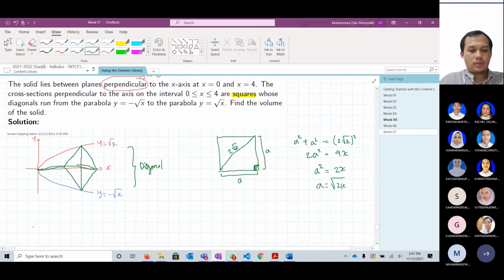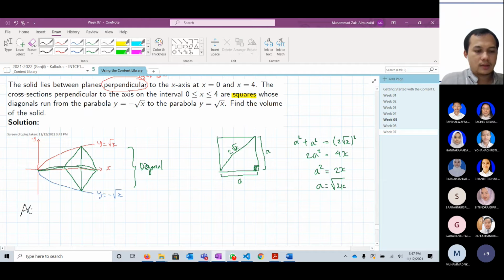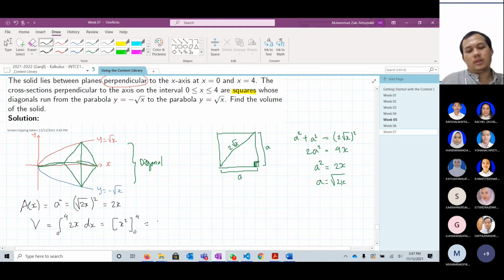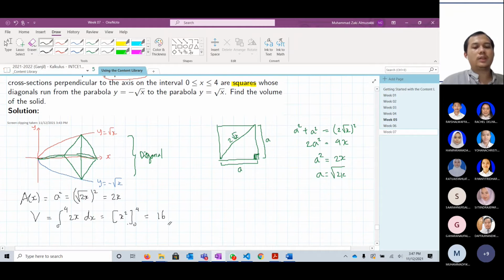So in this case, we have that the area is a squared, which is square root of 2x squared, which is 2x. Then the volume is the integral from 0 to 4 of 2x dx, which is x squared from 0 to 4, which is 4 squared, 16. Any question for this example?